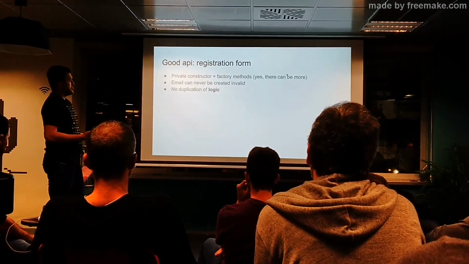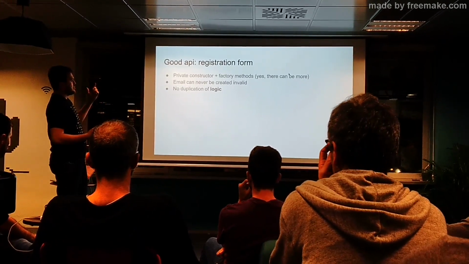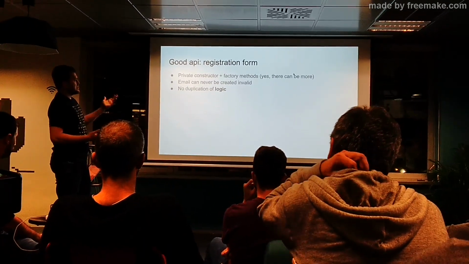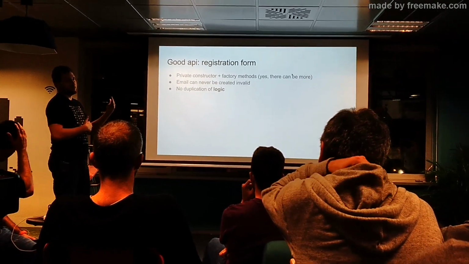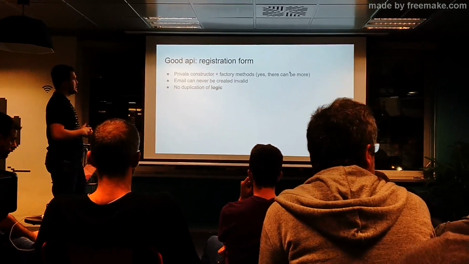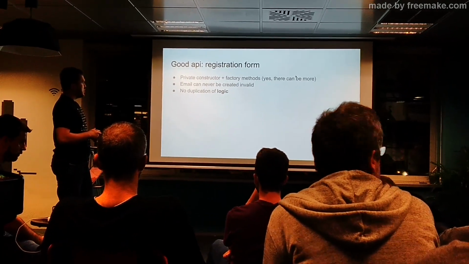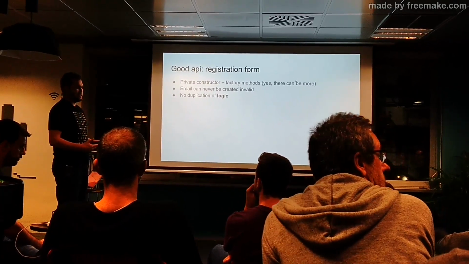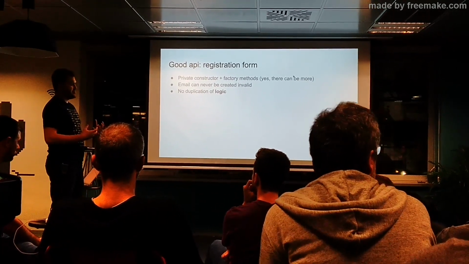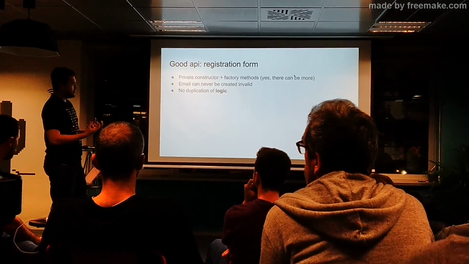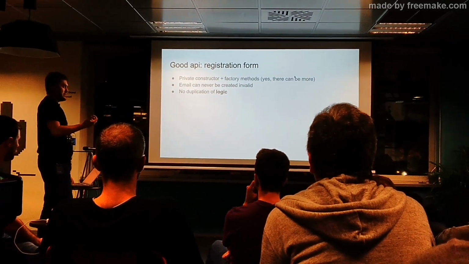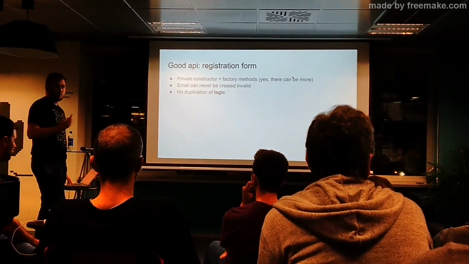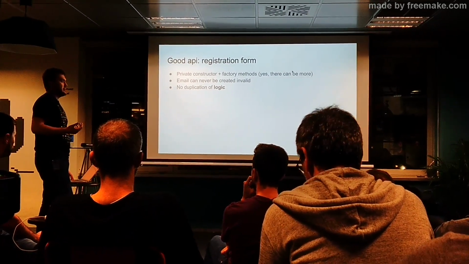So to get there, you have to have the private constructor ideally, and some factory methods, because you might want to create the email from different values. So there can be more, and then you get the always valid object that every time you work with the email, with the value object, you know it contains a valid value. And because you have the validation only in one place, you don't have to duplicate it anywhere.